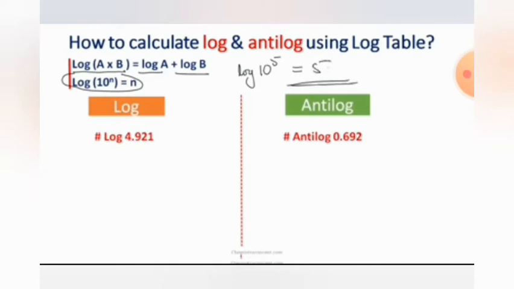We have to take the log value of 492.1. Here is one simple format. The decimal point should be after the first digit. Therefore, convert 492.1 in such a way that it becomes 4.921 into 10 raised to 2.